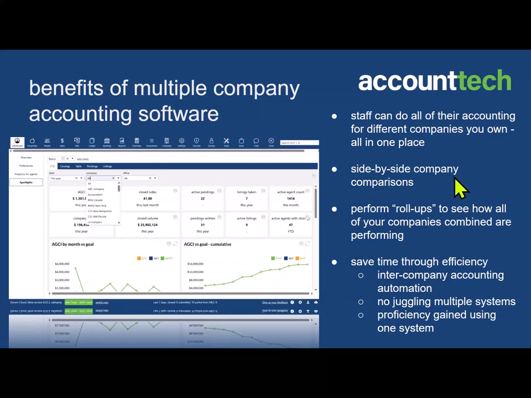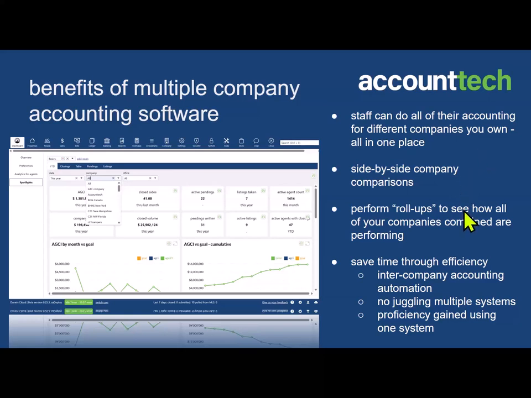Multi-tenancy also lets you do roll-ups. So if you want to see how all of your companies are doing together, or for instance how all of your real estate companies are doing, or all of your title companies are doing, roll-ups allow you to combine multiple companies' financials into a single report. Now, obviously, you wouldn't use a roll-up for a tax return, but it's great for analysis and guidance.